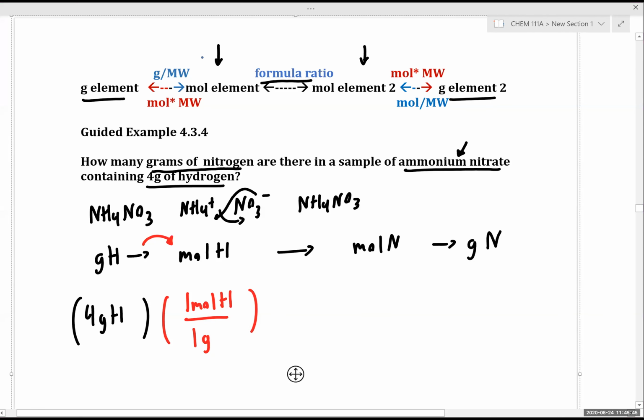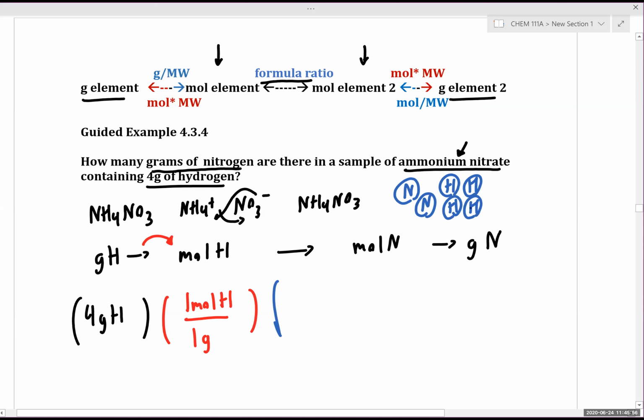And now, looking at this formula for ammonium nitrate, I'm just going to draw a little picture just to help everyone see what's going on. I always like to draw pictures. You may say, oh, the pictures are a little silly. Doesn't matter. They help you reach a solution efficiently, so it doesn't matter how silly it looks.